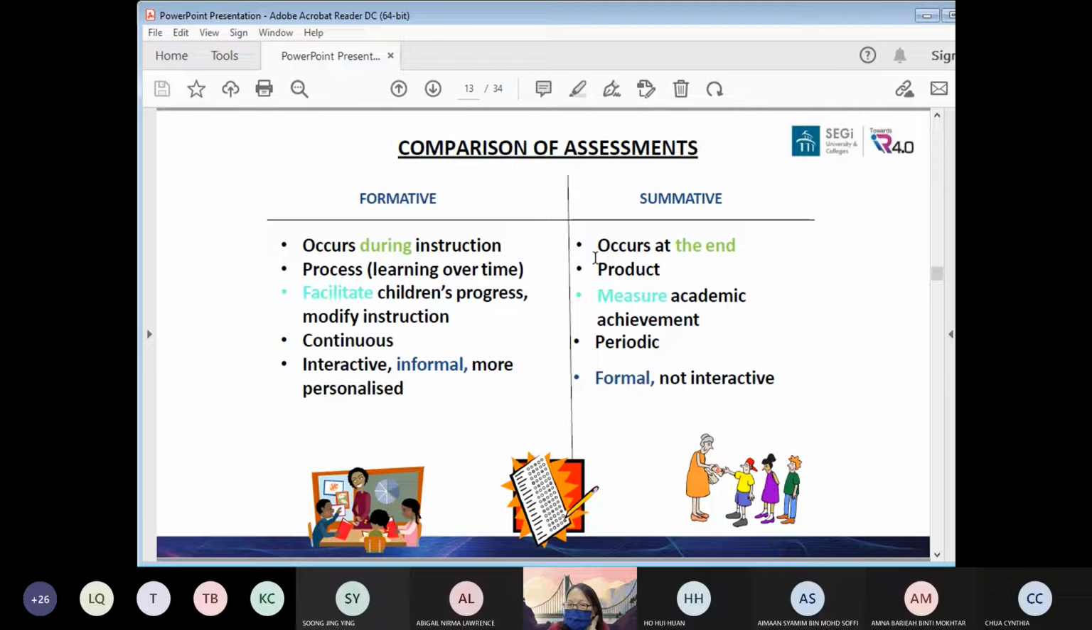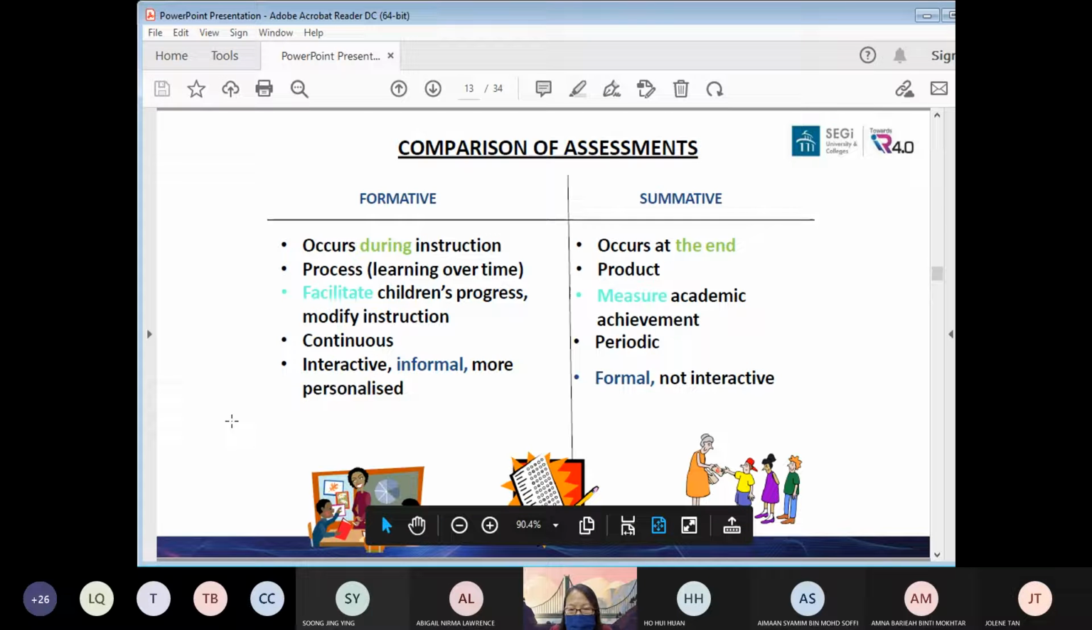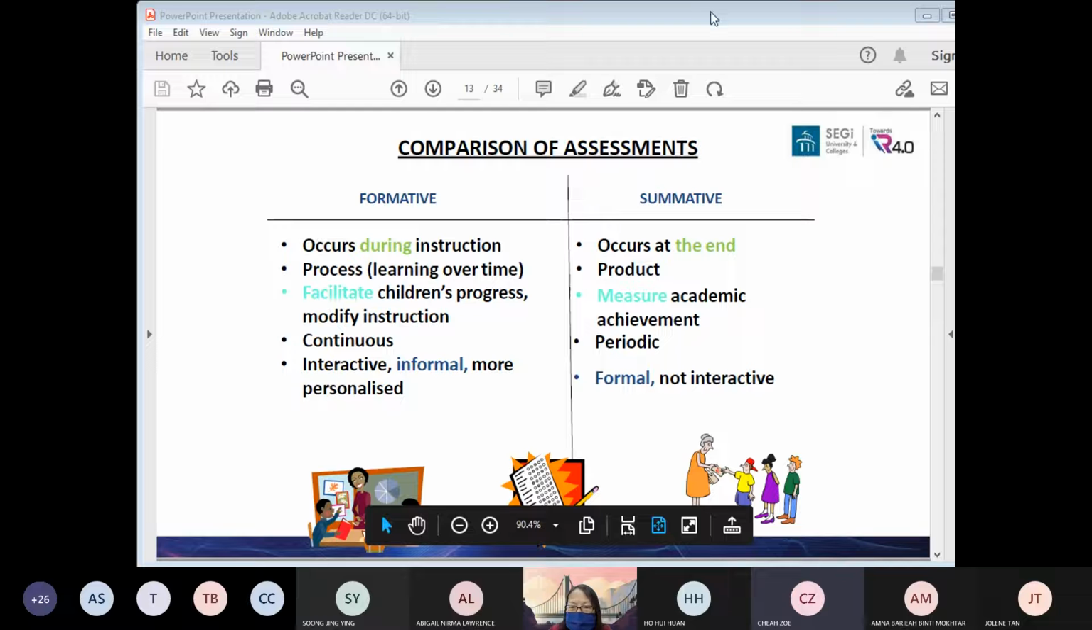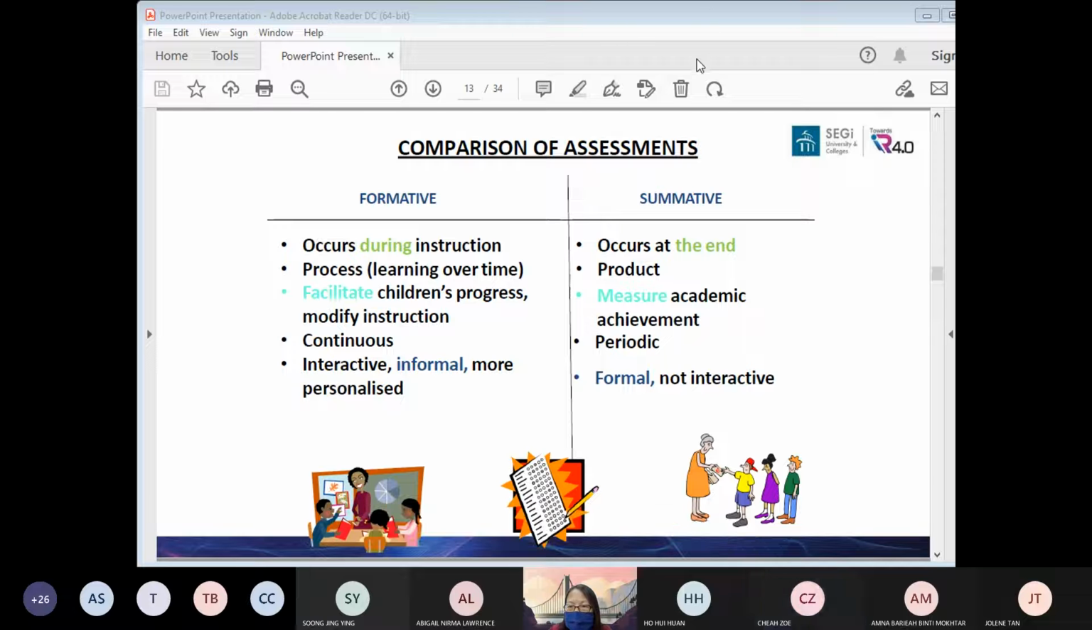Comparisons of assessments, yeah? Again, we are talking about formative and summative. So bear in mind, formative occurs when? Tell me, formative occurs when? During instruction. During instruction, that means what? Another word would be during the class. During the class. Thank you, Zoe.